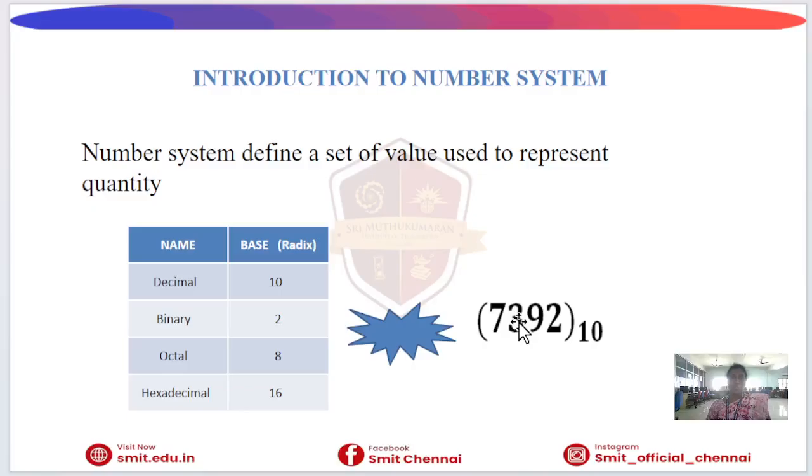So the decimal uses 10 symbols, 0 to 9, and the binary uses 2, that means 0 to 1. Octal uses 8, that means 0 to 7, and the hexadecimal uses 0 to 9 and A to F. A means 10, that is a two-digit number. B means 11, C 12, D 13, E 14, and F is 15. Digital circuits naturally understand binary because they operate using two states.